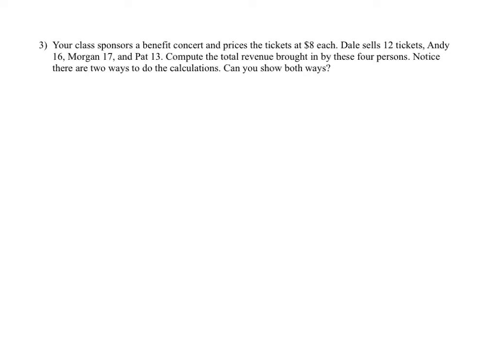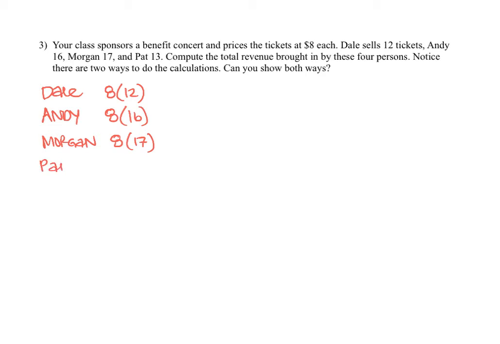All right, so one way that you can do this is I can figure out how much Dale sold, which would be 8 times 12. I can figure out how much Andy sold, which would be 8 times his 16 tickets. I can figure out how much Morgan sold, which would be 8 times 17. And I can figure out how much Pat sold, which would be 8 times 13. And you're welcome to use a calculator here to make it go just a little faster.